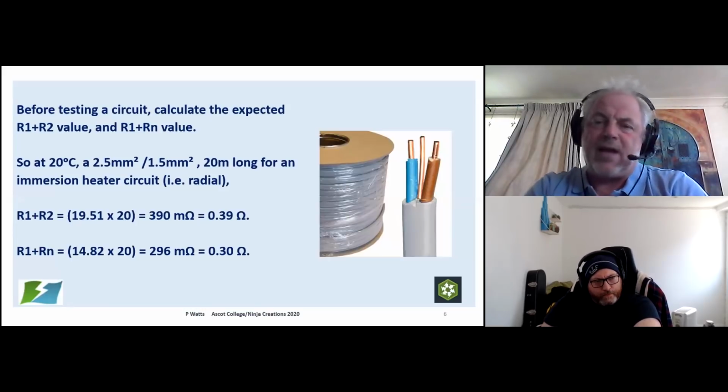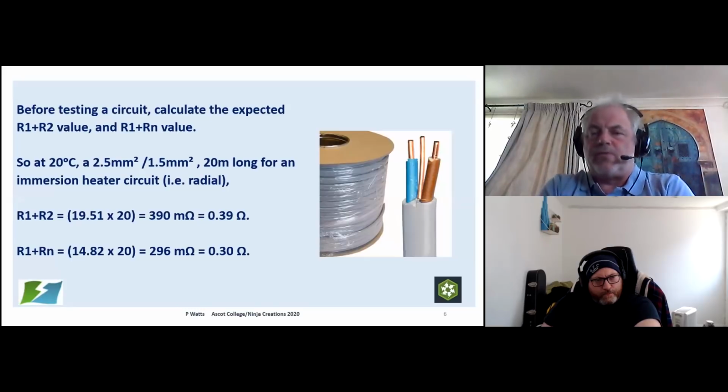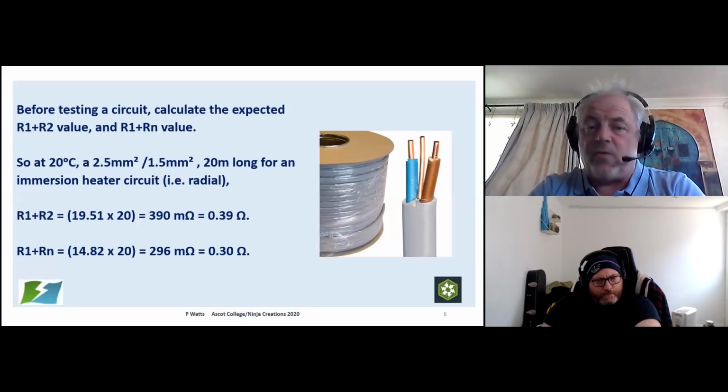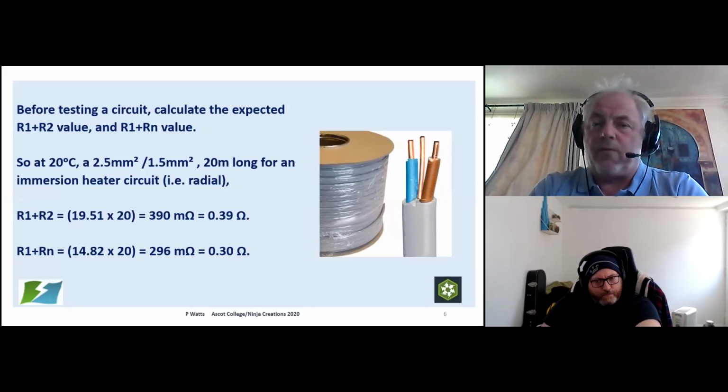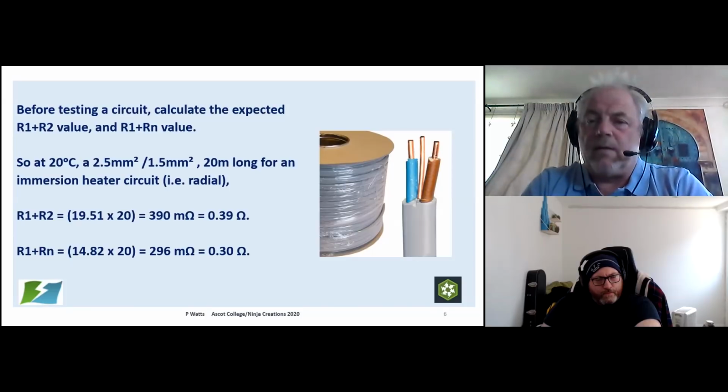This time we've got a value of 14.82 milliohms for every meter. And then we multiply that by 20 and we come up with 296 milliohms. So, okay, fair enough, we're looking for a value of about 0.3. So when I do my continuity test on my radial, I'm looking for an R1, R2 value of 0.39. I'm looking for an R1, Rn value of 0.3. If I don't get that, then it makes me wonder.